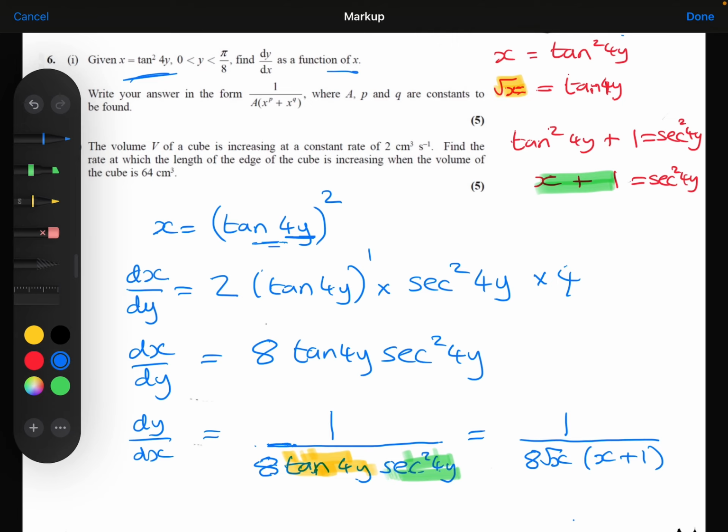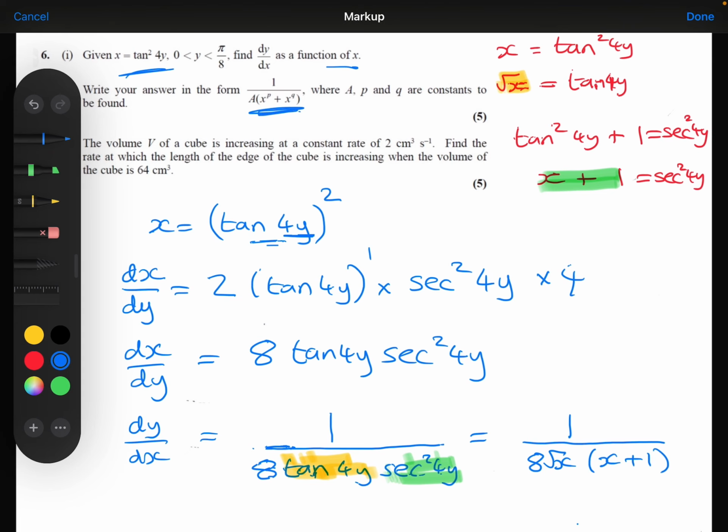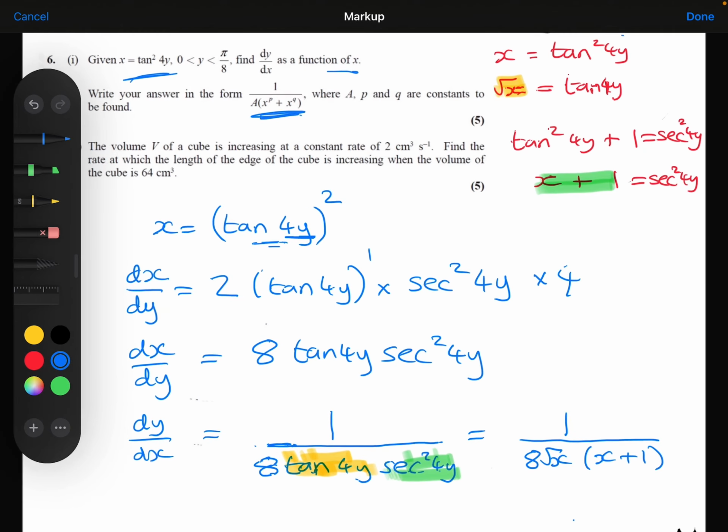And all I'm going to do now, to write this in this form, the root x, I can think of that as being x to the power of a half. And then multiplying out those brackets, we'll have x to the power of a half times x is x to the power of 3 over 2. And x to the power of a half times 1 is x to the power of a half. And that's my answer. A is 8, P is 3 over 2, and Q is a half.